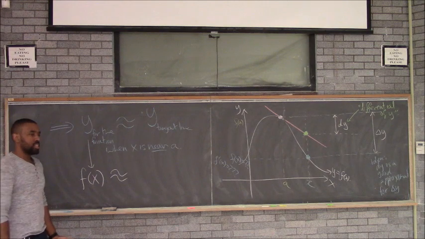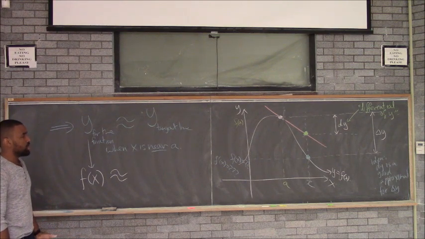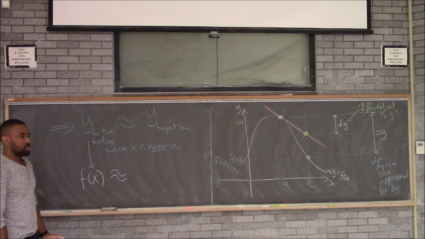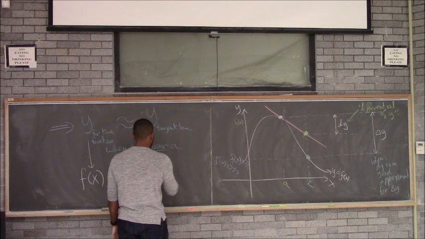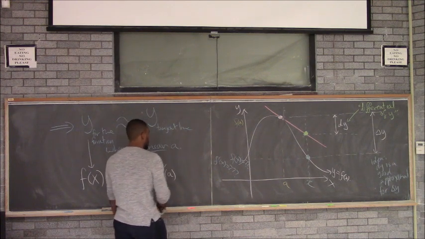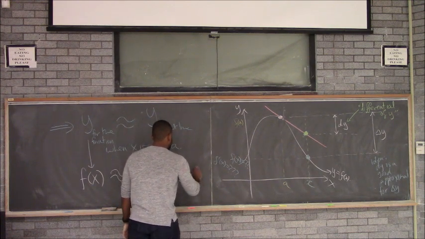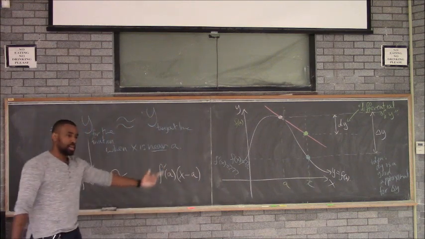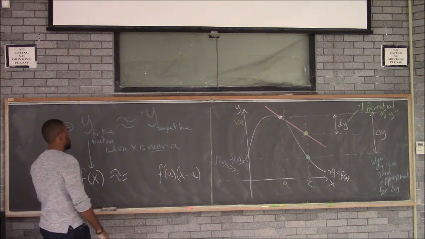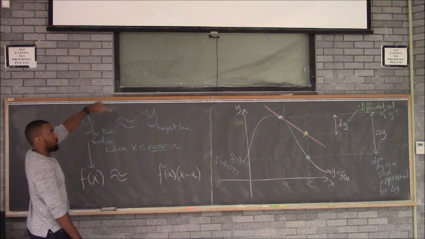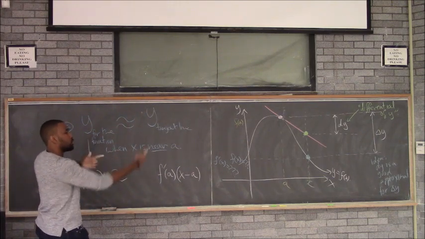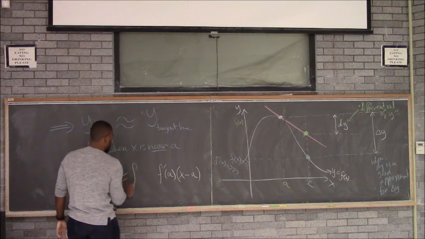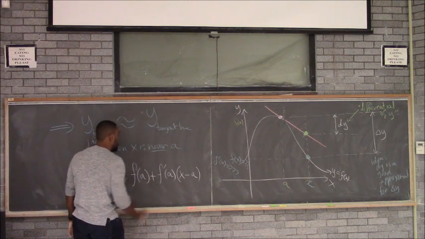What does the y value for the tangent line look like here? What is the equation of that tangent line? Well, I know the slope, right? So the slope is f prime evaluated at a. This would be x minus a. So it's y minus y1 equals m times x minus x1. I would add the y1 to both sides. The y1 in this case is going to be f evaluated at a.